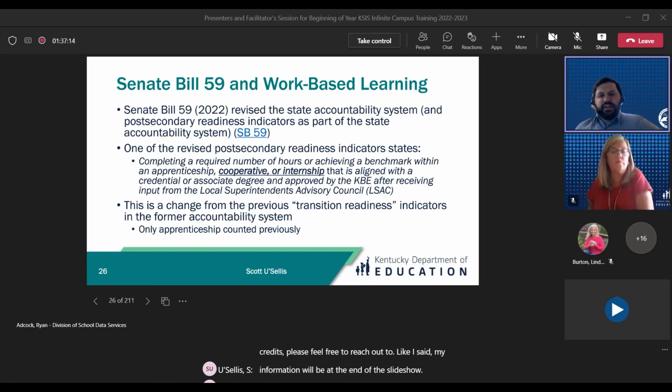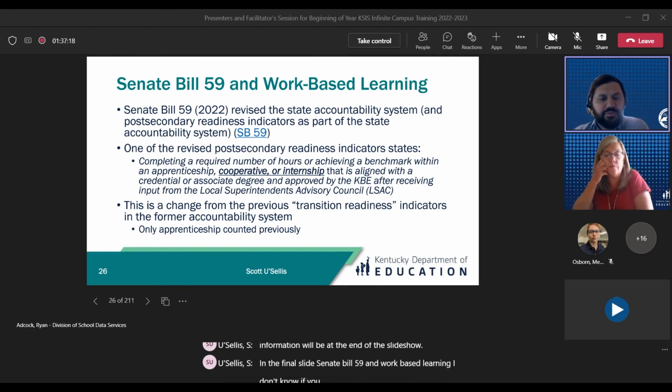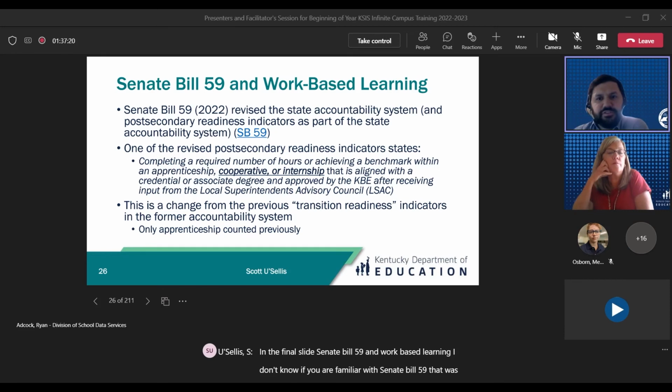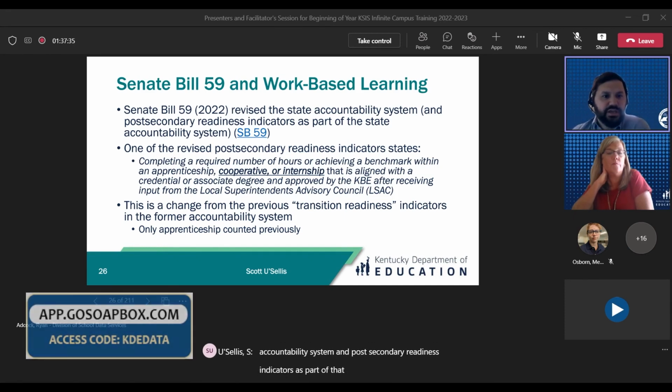And the final slide, Senate Bill 59 and work-based learning. I don't know if you all are familiar with Senate Bill 59. That was the accountability system that just passed this prior, I guess, April, just a few months back. So Senate Bill 59 of 2022 revised the state accountability system and post-secondary readiness indicators as part of that accountability system. I'm not going to navigate to this site, but they're the SB 59.